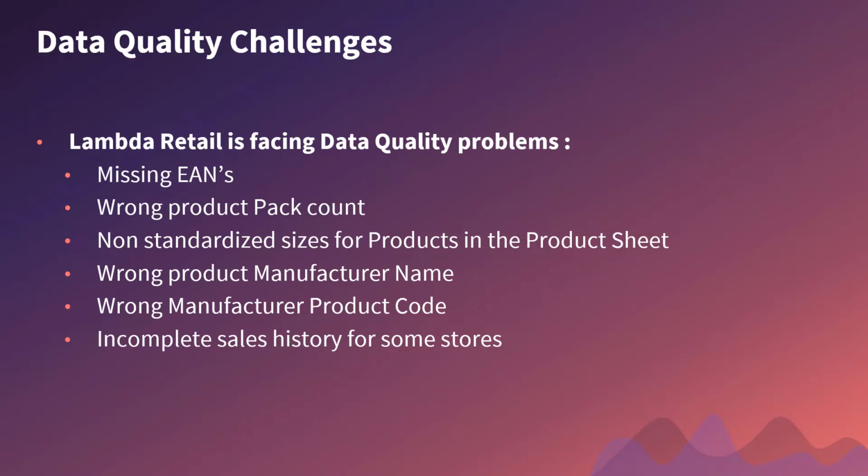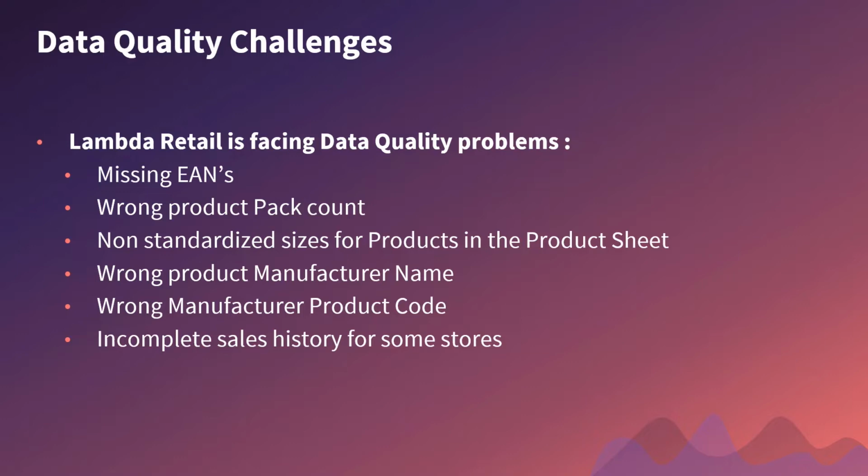To deliver good data on which replenishment forecasts can be run, Lambda Retail has to face a few challenges regarding data quality. First, some items are missing EANs. Some articles have wrong pack count, wrong numbers of items per pack. There are a lot of non-standardized sizes for products in the product sheet, coming from the master data management.